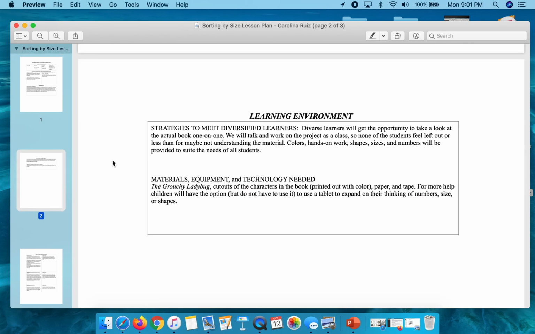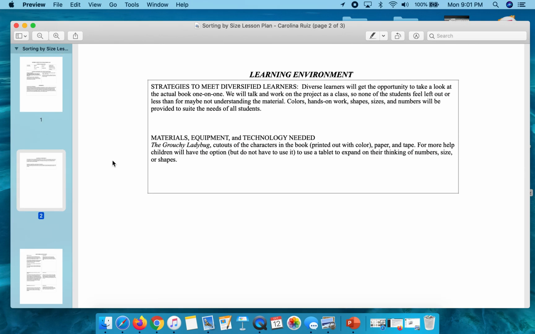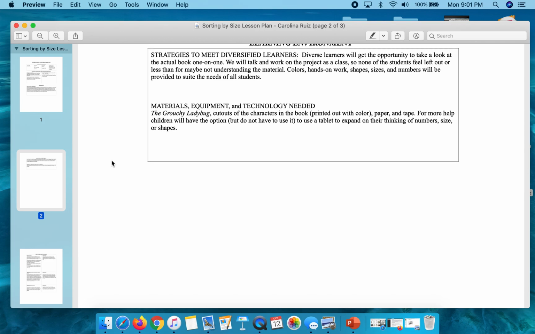So the learning environment, strategies to meet diversified learners. Diverse learners will get the opportunity to take a look at the actual book one-on-one. We will talk and work on the project as a class so none of the students feel left out or less than for not understanding the material. Colors, hands-on work, shapes, sizes, and numbers will be provided to suit the needs of all students.